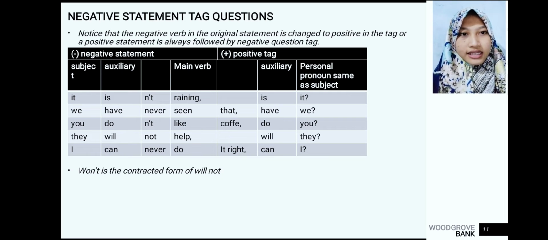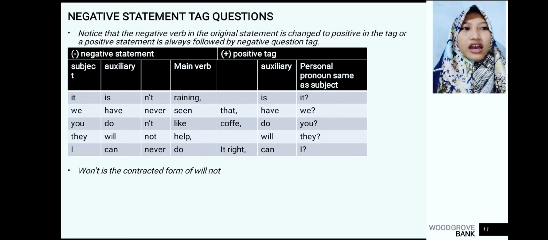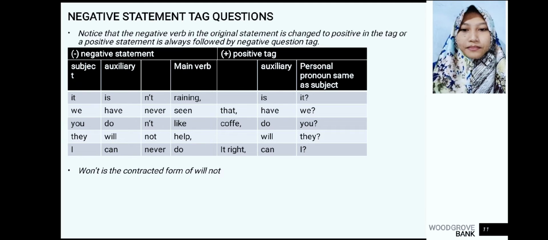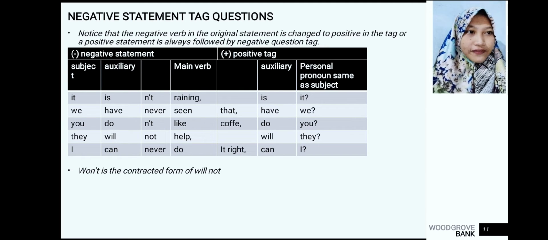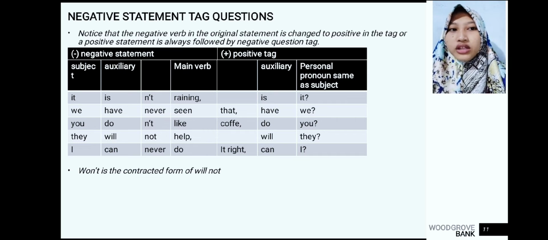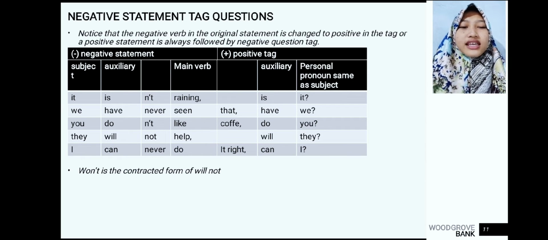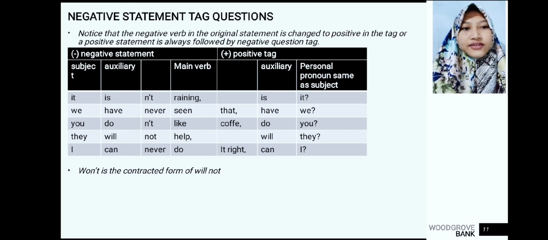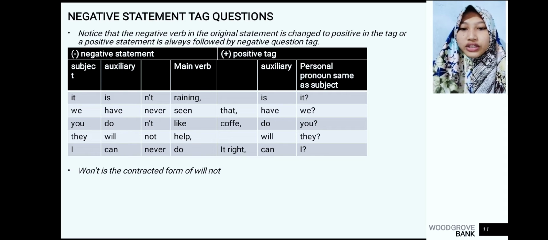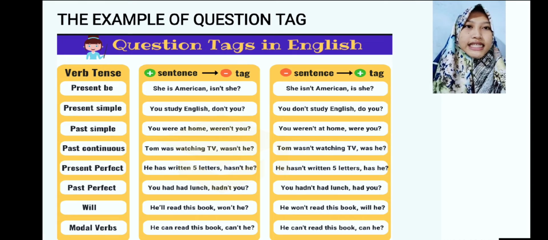Another example is "We have never seen that, have we?" "You don't like coffee, do you?" "They will not help, will they?" "I can never do it right, can I?" And won't is the contracted form of will not. And this is the example of question tags in verb tenses.